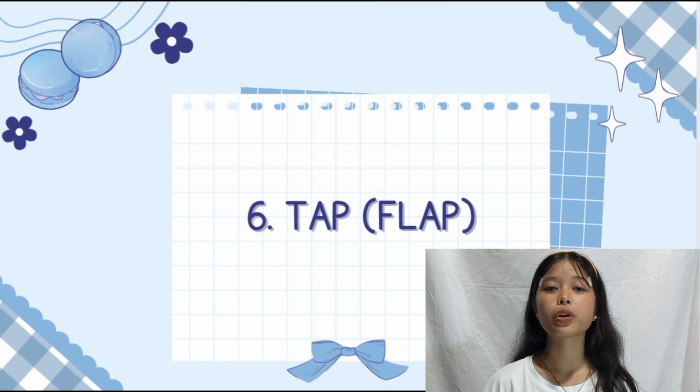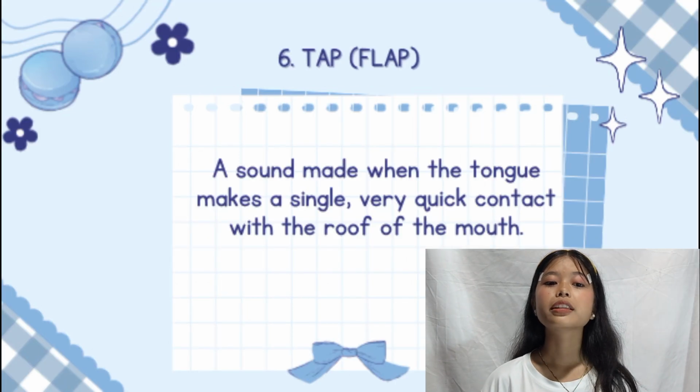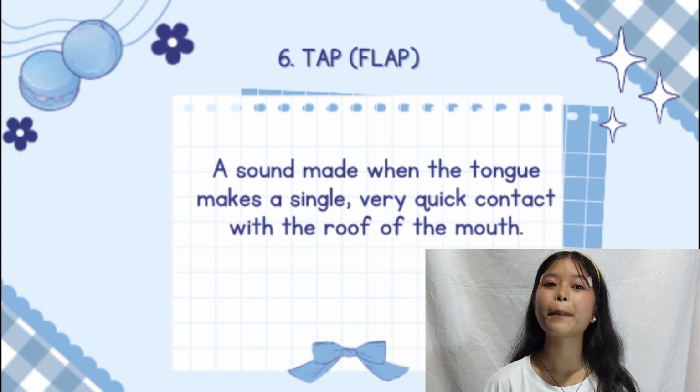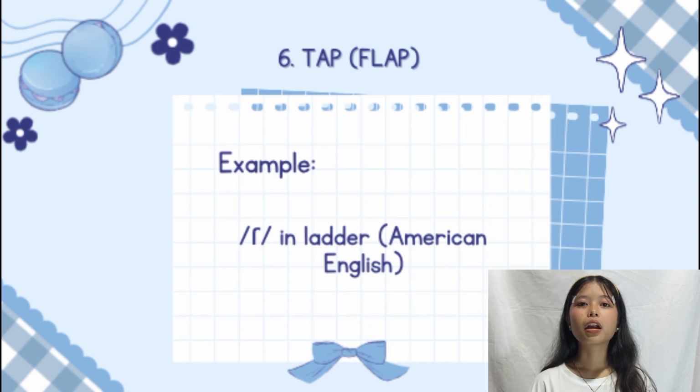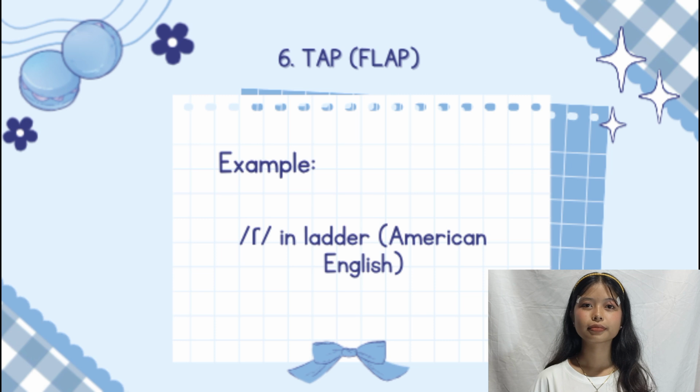So the last one is tap or flap, a sound made when the tongue makes a single, very quick contact with the roof of the mouth. For example, the t and d in ladder in American English.